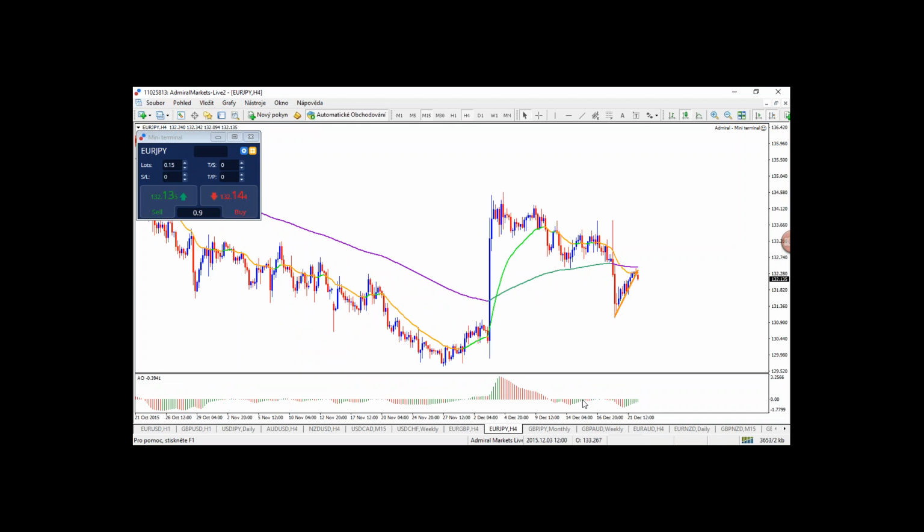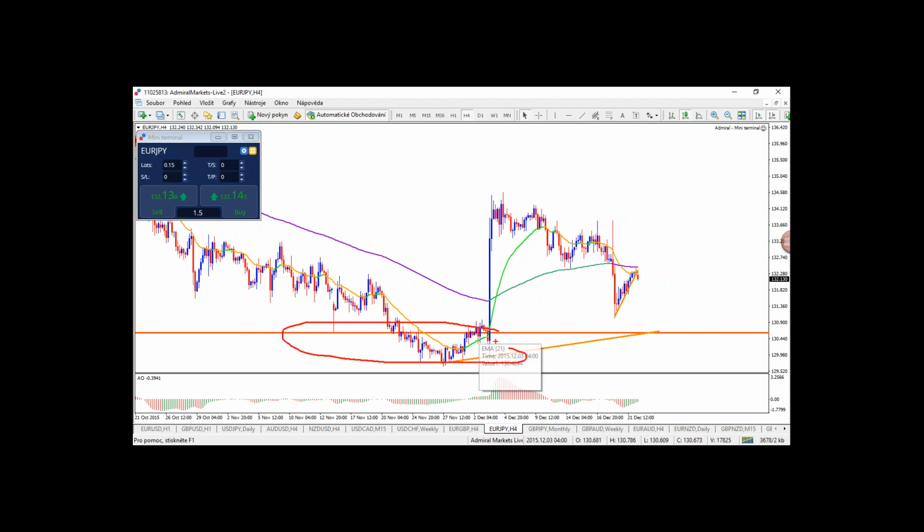How much of a fall? Well, I would still be careful of support here and support here. I know they're red, sorry about that. These levels. I would not count on a break of this zone as yet. It could happen, but I wouldn't count on it when trading.